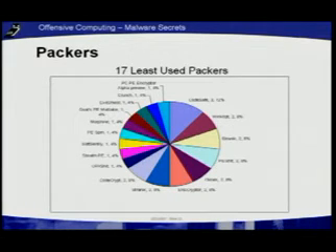So these are the least used packers. So out of our entire collection, we've only got a few samples. Let me explain what these numbers mean here real quick. So basically right here is the name of the packer. This is how many samples we had. And this is the percentage it represents of this particular graph, not of the entire total.